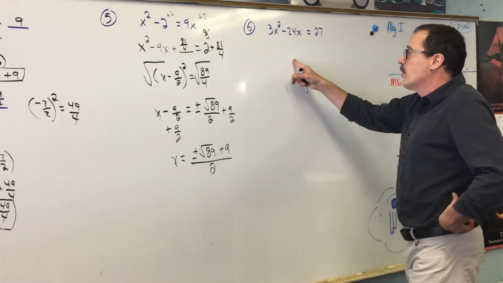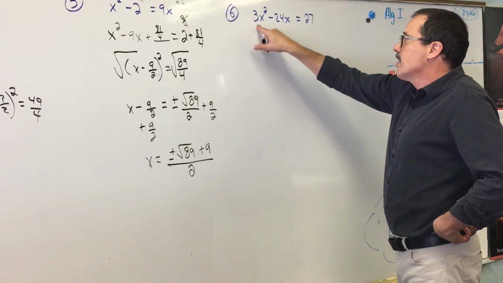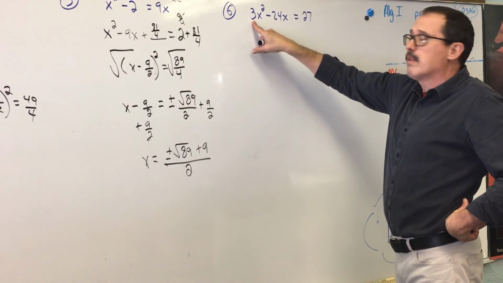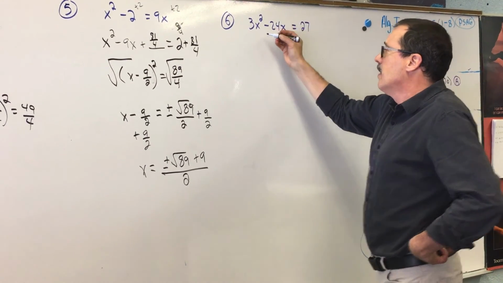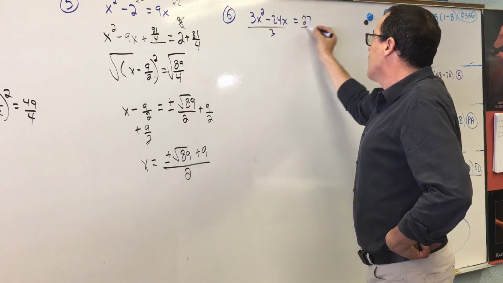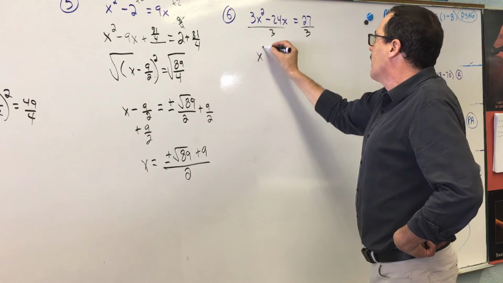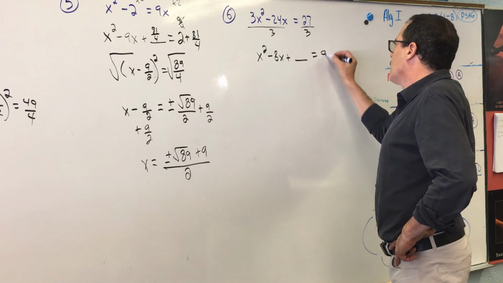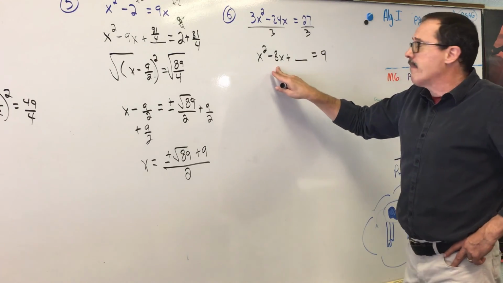I've got to do one more quick. This one's an easy one. This one, if you notice, it's got a 3 in front of the x squared. You don't want that because it makes it really hard to do. And so what you're going to do is divide both sides by 3 and get x squared minus 8x plus blank equals 9. Now this one's going to be a lot faster.